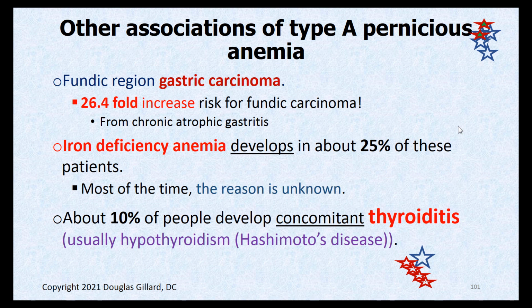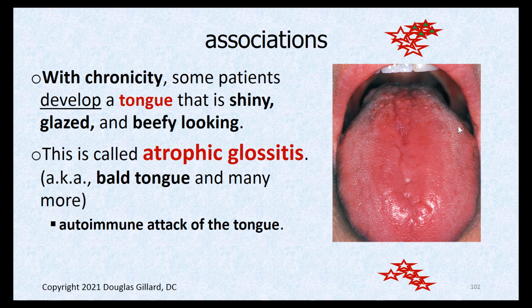Thyroiditis, we said Hashimoto's already. This atrophic glossitis of the tongue, the patients can develop this red and shiny tongue and lose all the regular contour of the tongue, sometimes called a bald tongue. And that's because some of the proteins in the tongue are very similar to those in parietal cells, so the body gets mixed up and attacks this.